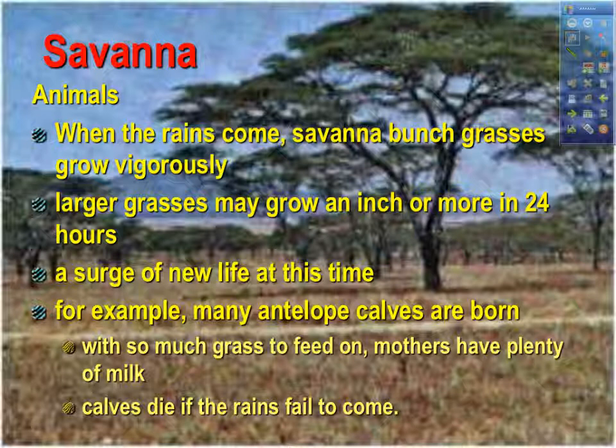So the rainy season is a surge of new life. And then the animals will time everything so that they're giving birth to their calves right at the beginning of the rainy season, so everybody gets big enough and can get through the drought when they're a little bit older.